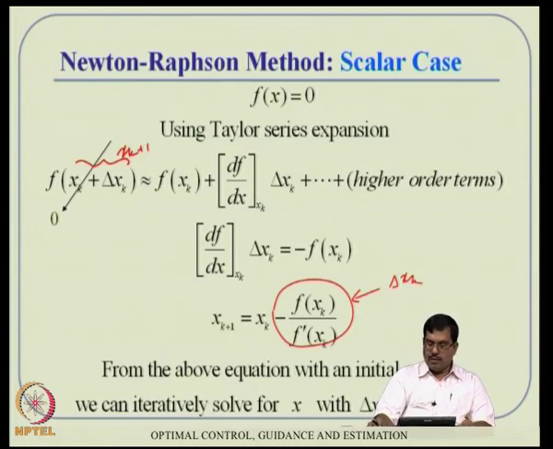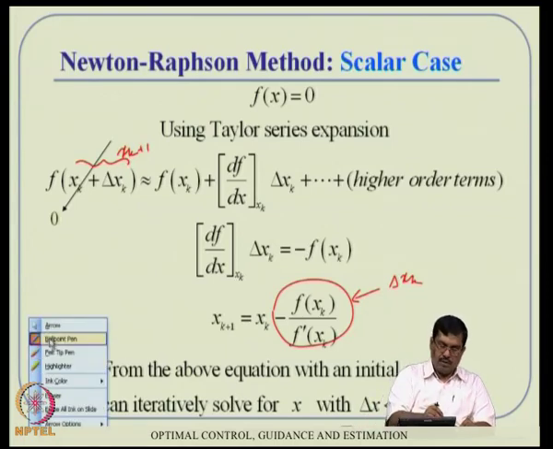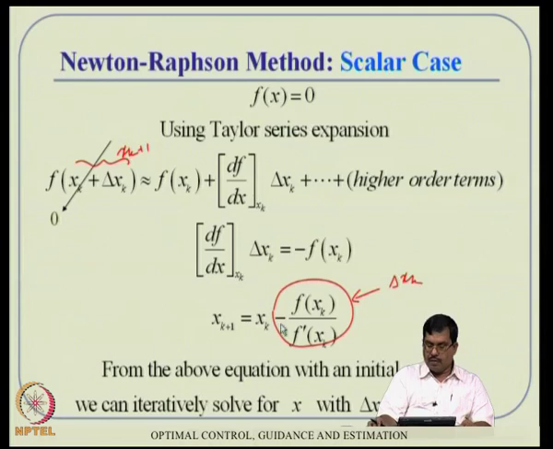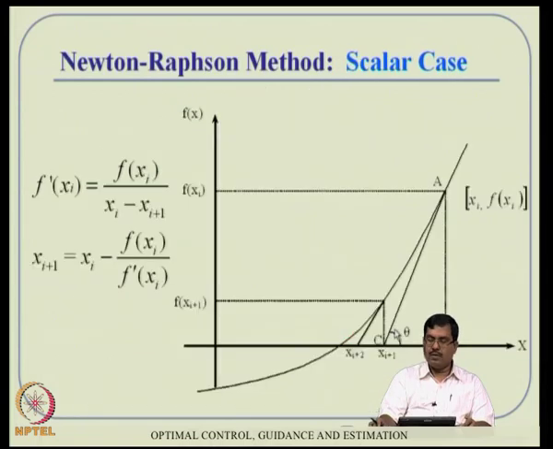So, this is why you will get xk plus 1 is xk plus delta xk, and delta xk is nothing but that. So, xk plus 1 is equal to xk minus f of xk divided by f dash of xk. That is the algorithm, and you keep on doing that until you get some convergence. That means, you do not get much improvement afterwards. Up to that point you have to do that and stop.